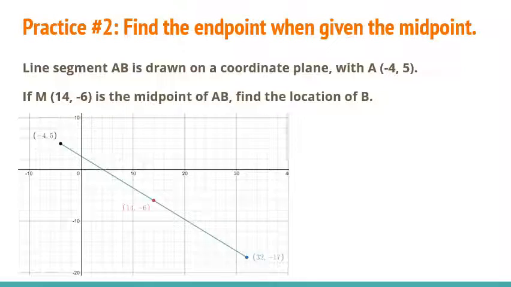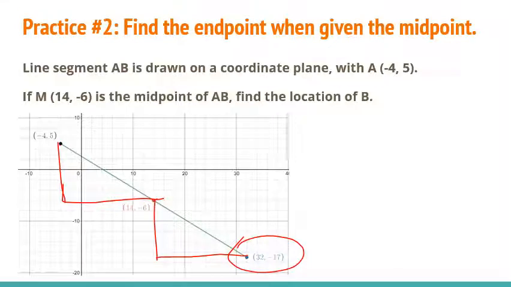And as always, it's a good idea to pop these things into Desmos and just make sure it makes sense visually. As you can see, these are pretty spread apart, but our point 14, negative 6 looks like it's about in the middle of 32, negative 17. And if you wanted to, you could count it out and show that those distances are exactly the same. But it's a good idea to check.